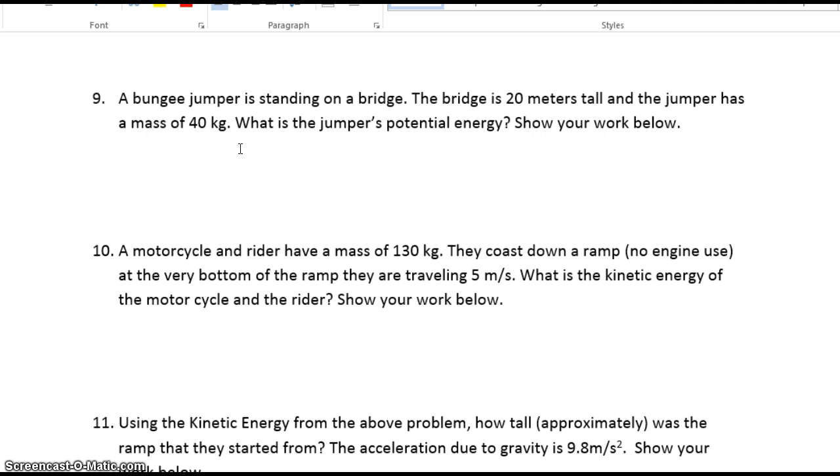The height is 20 meters tall, and we want to know what the potential energy is, and we need to remember that the acceleration due to gravity is 9.8. So you're going to take 20 meters times 9.8 meters per second squared times 40 kg in order to answer this question. You're going to multiply them out, and that's going to give you the answer. So 20 times 40 times 9.8, and the unit for potential energy is going to be joules.